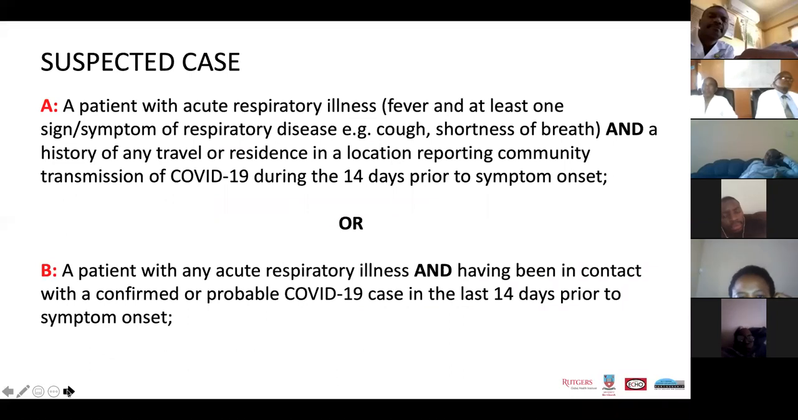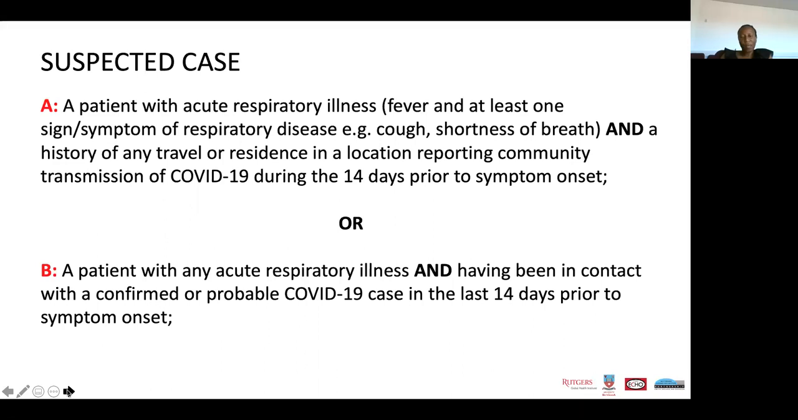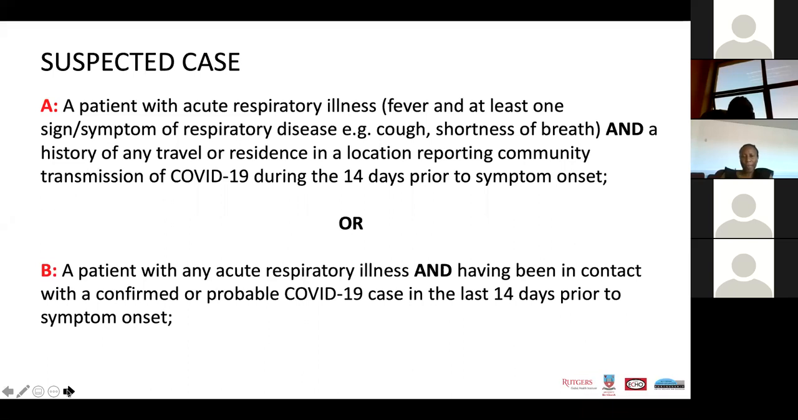So these are as depicted in the WHO, the World Health Organization, defining a suspected case. A suspected case is a patient with an acute respiratory illness having a fever, and the 'and' is important, fever and at least one of the signs of respiratory disease, meaning cough, shortness of breath. And there's another 'and' that says a history of travel or residence in a location reporting community transmission of COVID-19 during the 14 days prior to the onset of symptoms. The 14 days is crafted because of the epidemiological trend of the COVID-19 symptoms manifestation. From the bell curve, the average is about 5.7 days for someone to show symptoms, but generally 2 to 14 days is the accepted time to present with symptoms.